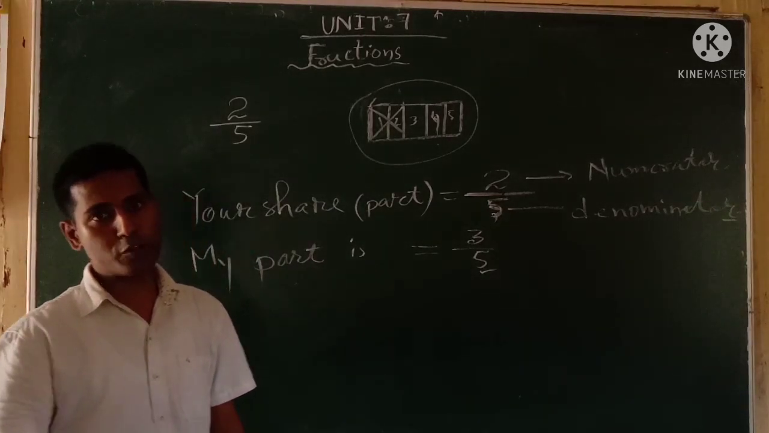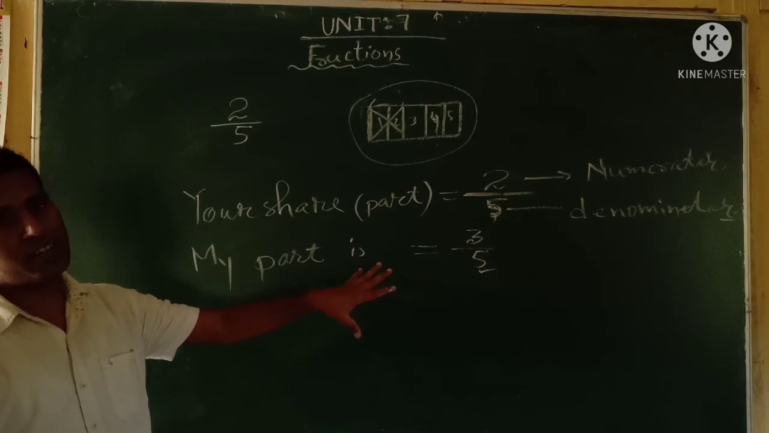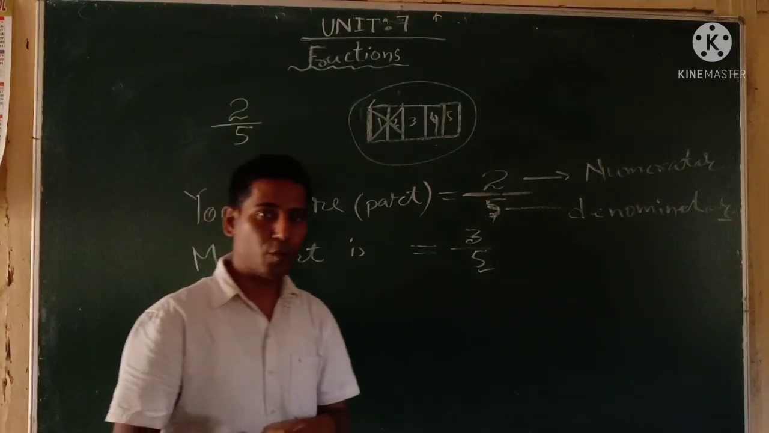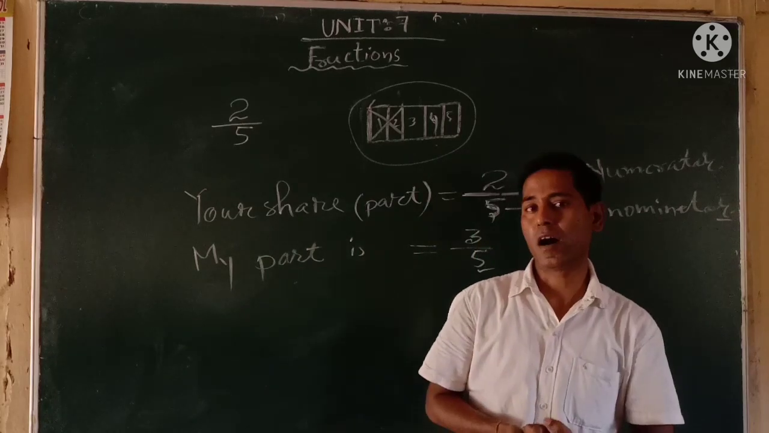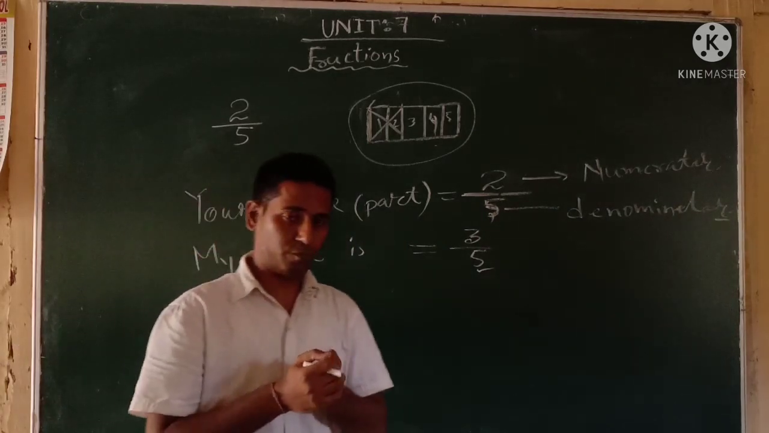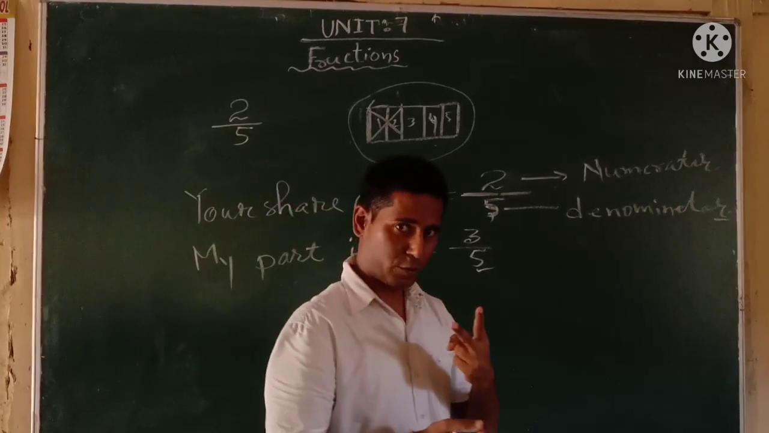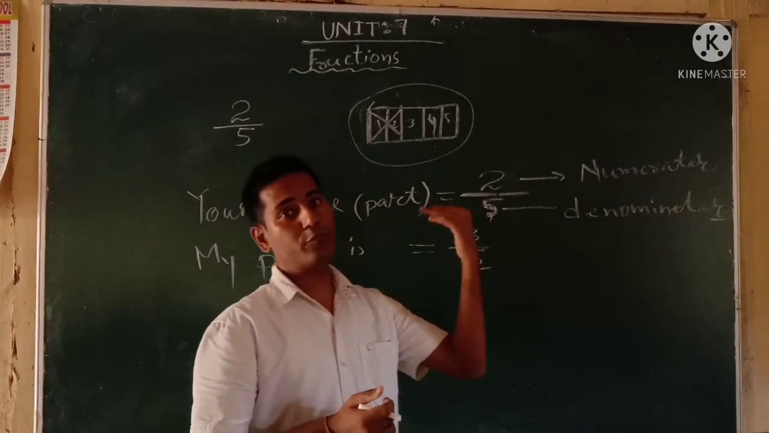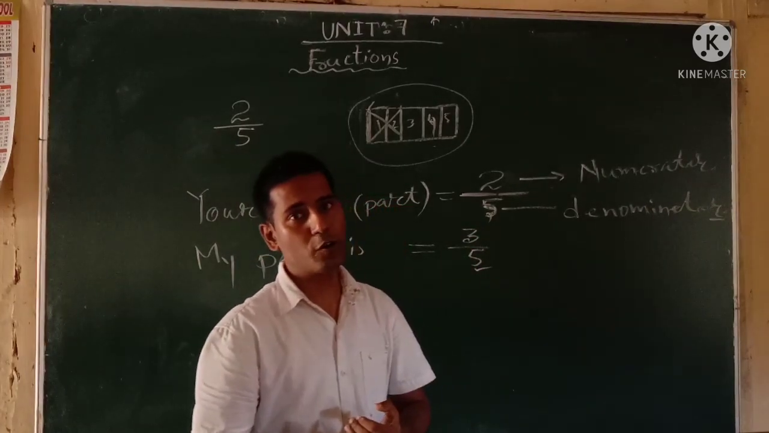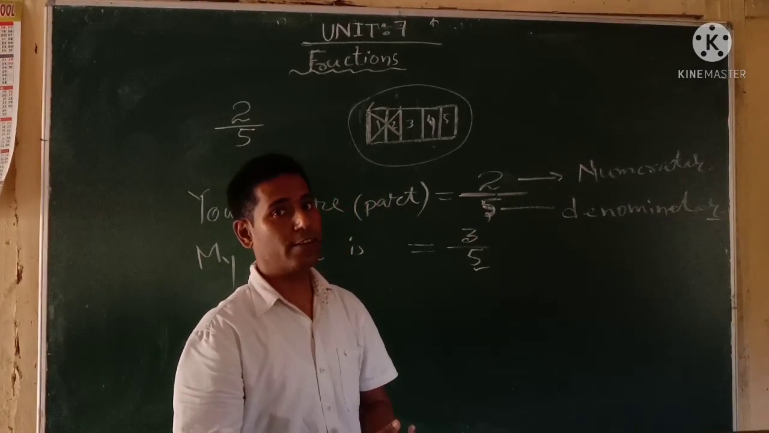Now let us proceed to the exercise. Till now we have got the concept of what a fraction is. A fraction refers to a part of a whole. In a fraction, we always get two numbers. One number lies above the bar, and one number lies below the bar. The number below the bar we call the denominator, and the number above the bar is called the numerator.